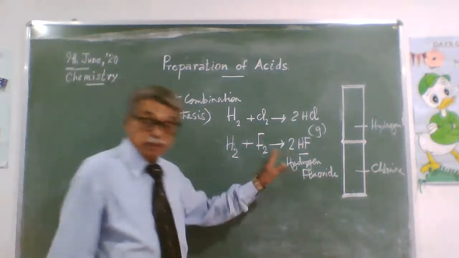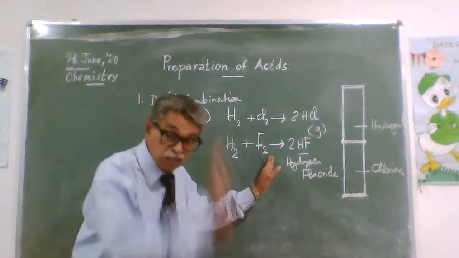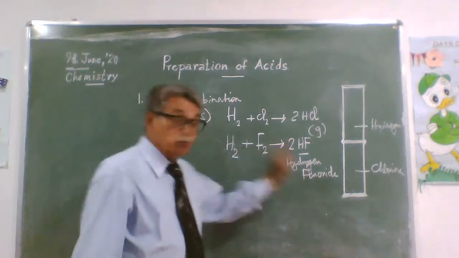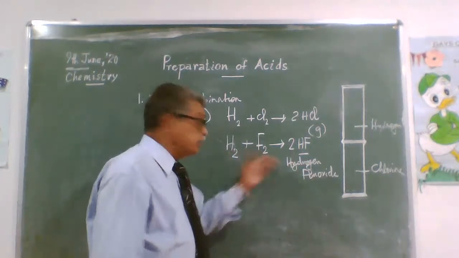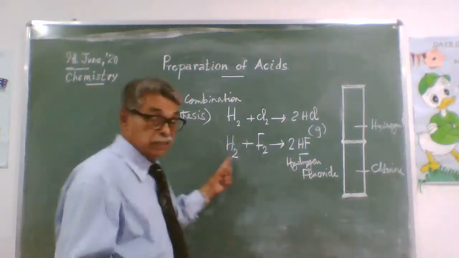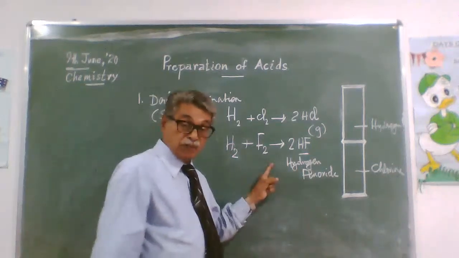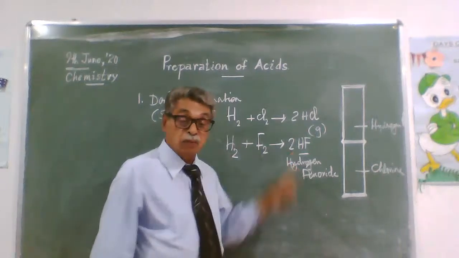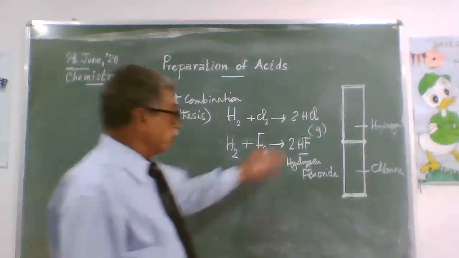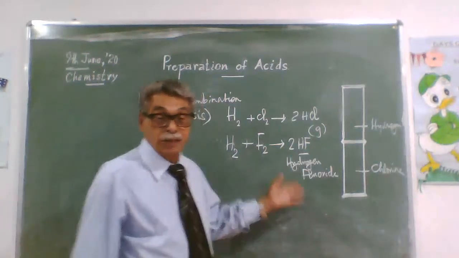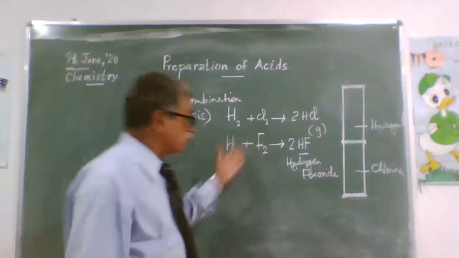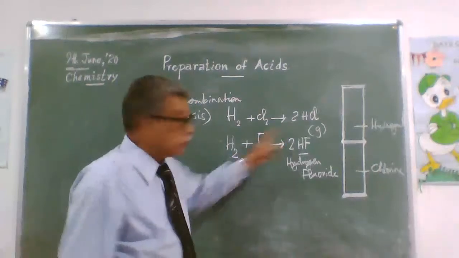The reaction takes place even in the dark and at very low temperatures with explosive violence. Fluorine has very great affinity for hydrogen. Because of the great affinity, hydrogen fluoride is formed even in the dark and at very low temperatures. Hydrogen fluoride in water is hydrofluoric acid. The reaction is very fast. With chlorine, diffuse sunlight at least is required.